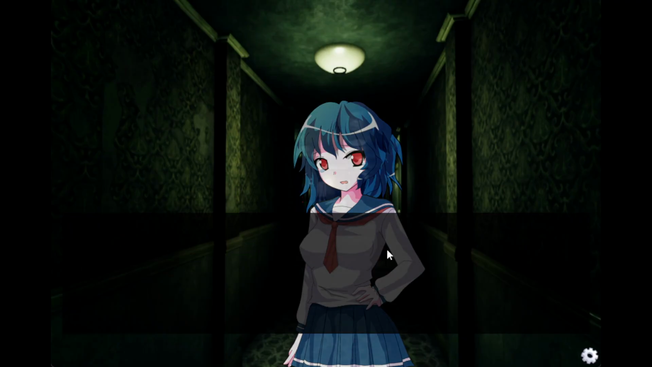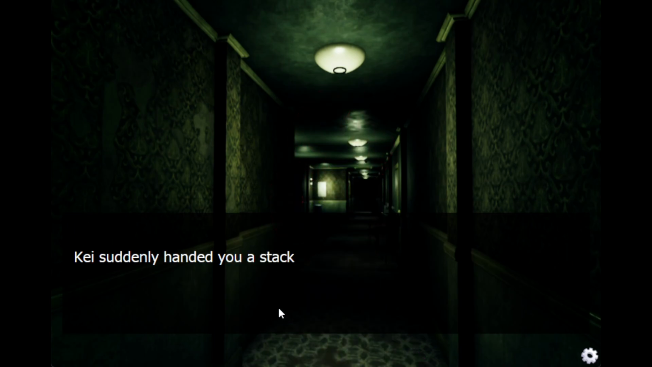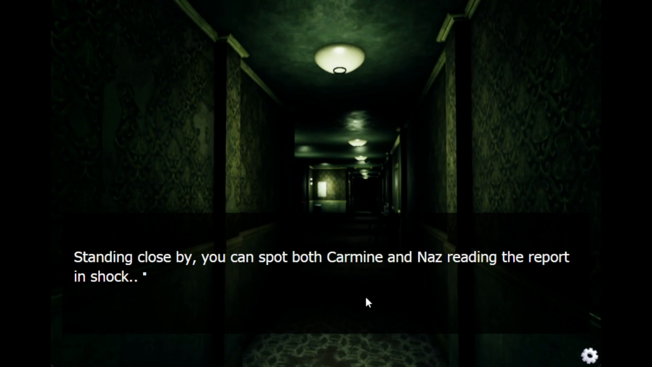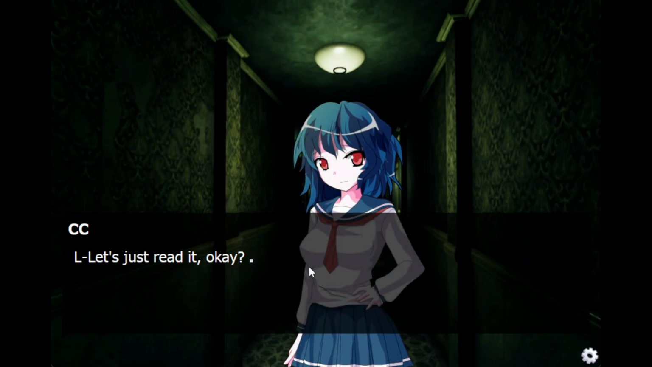What are you doing out here, Kay? I was asked to give you this. Kay suddenly handed you a stack of papers. It seems to be very similar to the autopsy report you got yesterday. Sitting close by, you can spot both Carmen and Naz reading the report in shock. Something is really off. Let's just read it, okay?